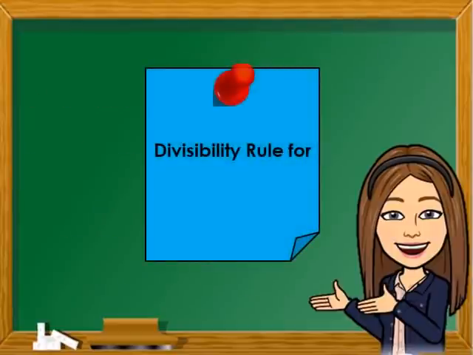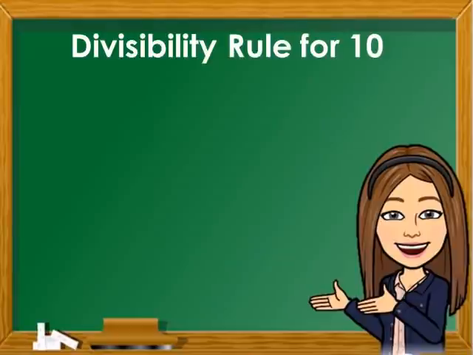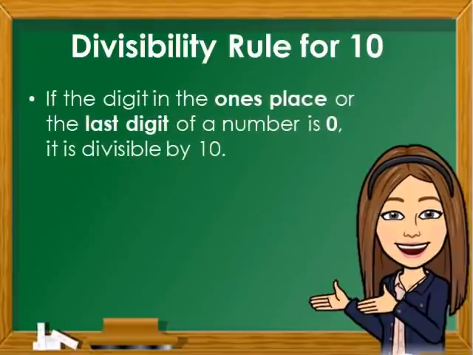Next is the divisibility rule for 10, which states that if the digit in the ones place, or the last digit, of a number is 0, it is divisible by 10. Let's have an example. 60. The ones place or the last digit of 60 is 0, so 60 is divisible by 10.